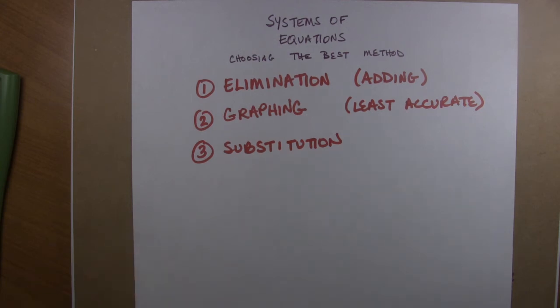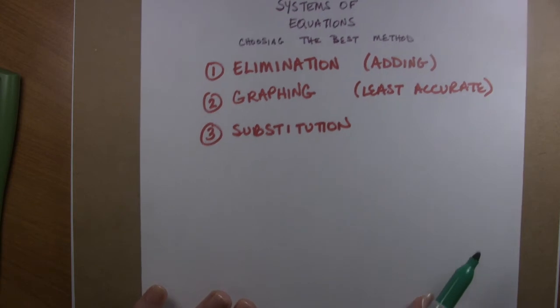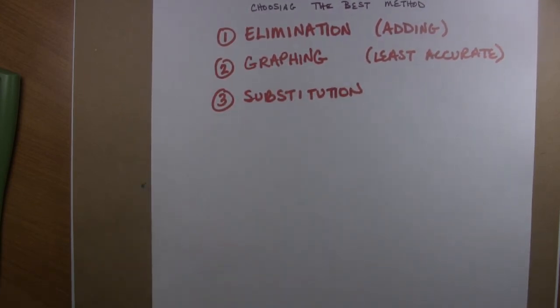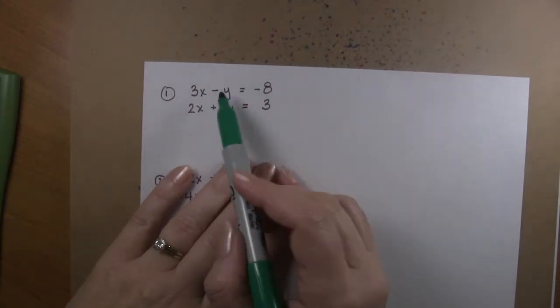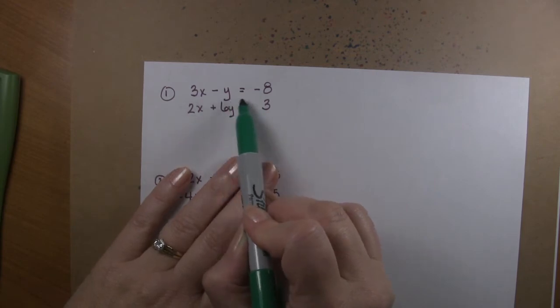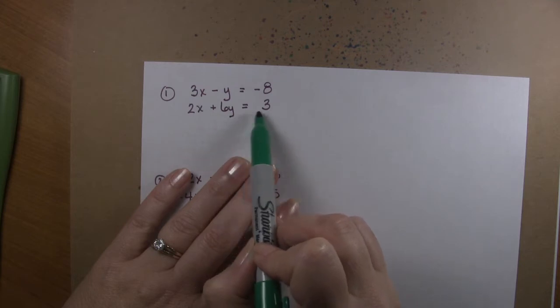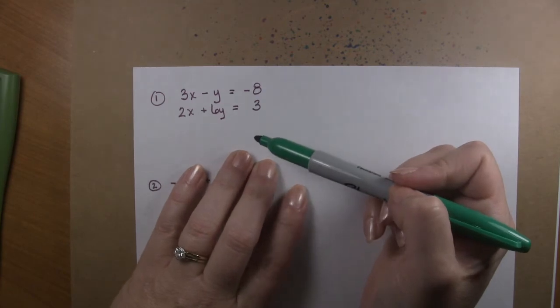So what I want to do is look at a couple of different equations and see if we can figure out how we decide whether or not we're going to use the elimination method or the substitution method. So let's take a look at our first problem. I'm going to show you this one, number 1 here. We have 3x minus y equals negative 8, and we have 2x plus 6y equals 3.